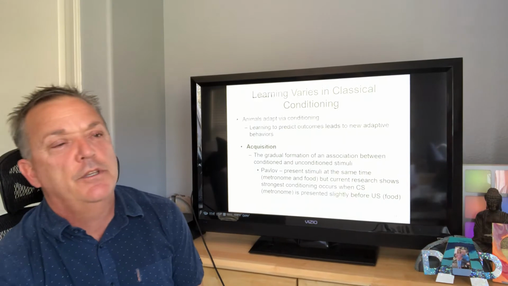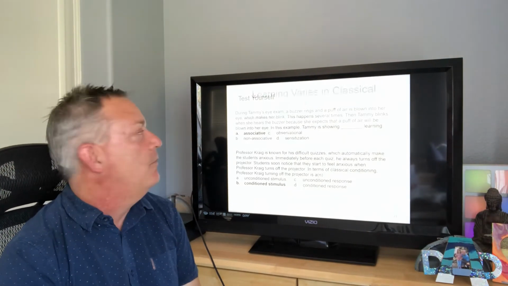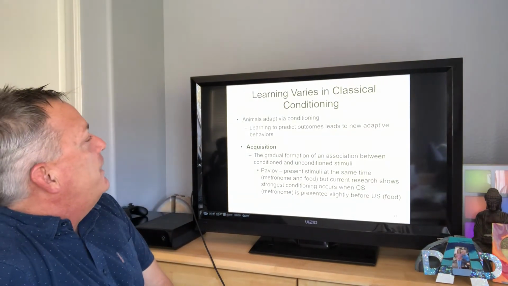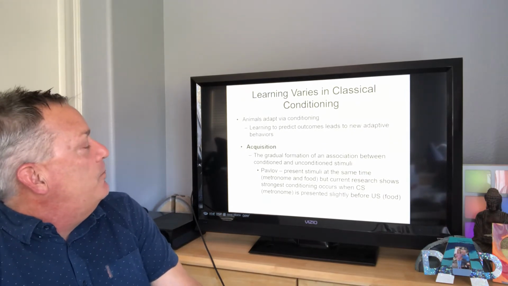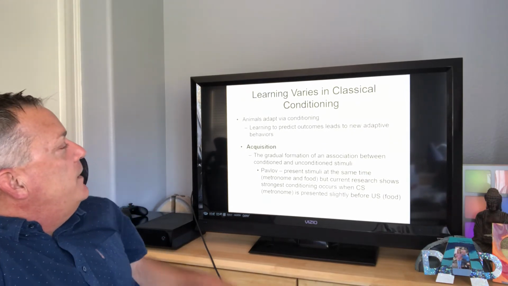Okay, there you go. There are the answers. Right. Animals adapt via conditioning. Learning to predict outcomes leads to new adaptive behaviors. So here are some more ideas.